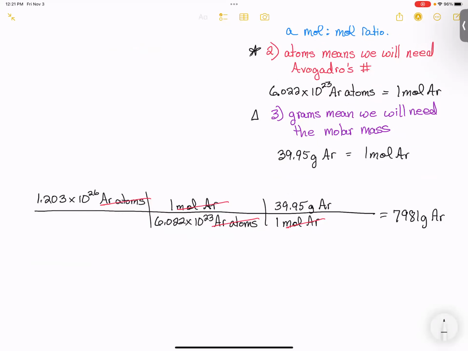Now, as far as how to key it into the calculator, again, you do have two choices. One choice is that you can do it as 1.203 times 10 caret 26 in parentheses divided by 6.022 times 10 caret 23 in parentheses times 39.95.